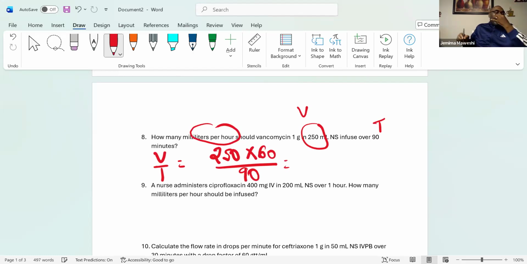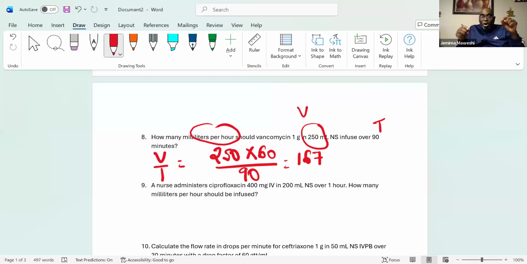So anytime I am looking for milliliter per hour, if my time is in minutes, I'm going to multiply the volume by 60 and divide by the minutes given to you. So you got 250 times 60, and I divide that by 90. So now you got a decimal number. Once you round that to a whole number, you have 167. All right, I love it like this.